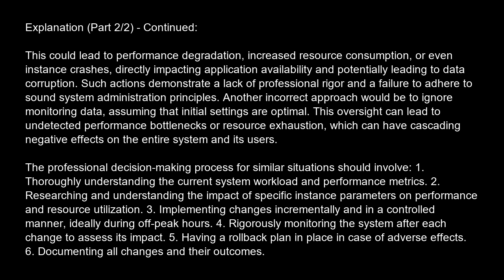This oversight can lead to undetected performance bottlenecks or resource exhaustion, which can have cascading negative effects on the entire system and its users. The professional decision-making process for similar situations should involve 1. Thoroughly understanding the current system workload and performance metrics. 2. Researching and understanding the impact of specific instance parameters on performance and resource utilization. 3. Implementing changes incrementally and in a controlled manner, ideally during off-peak hours. 4. Rigorously monitoring the system after each change to assess its impact. 5.